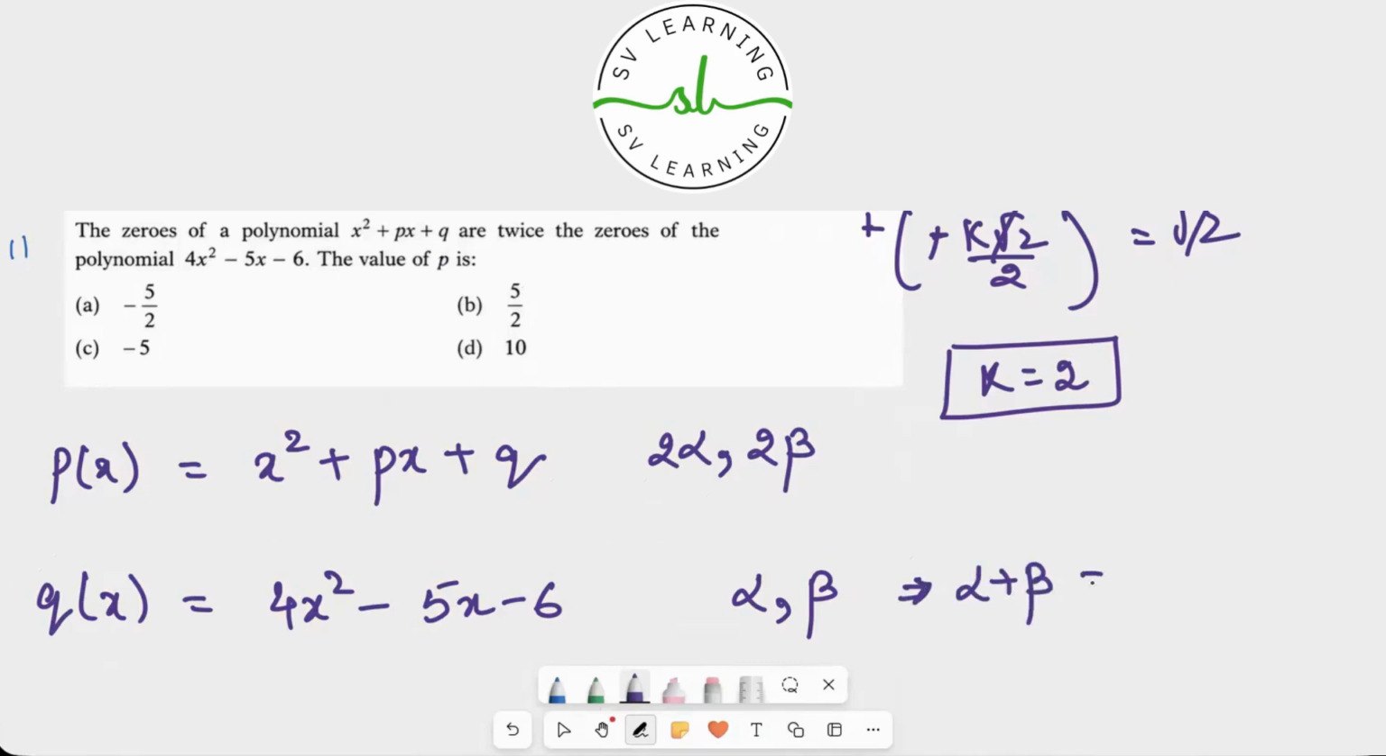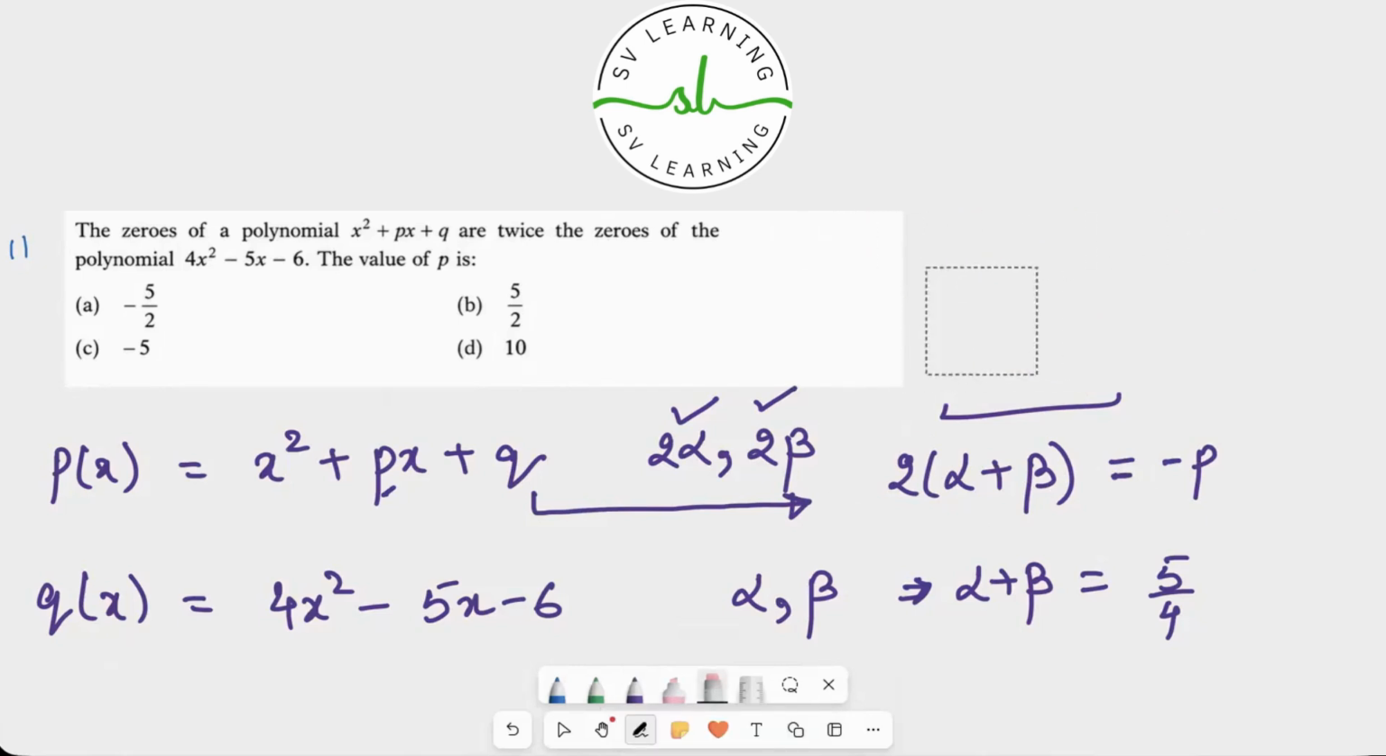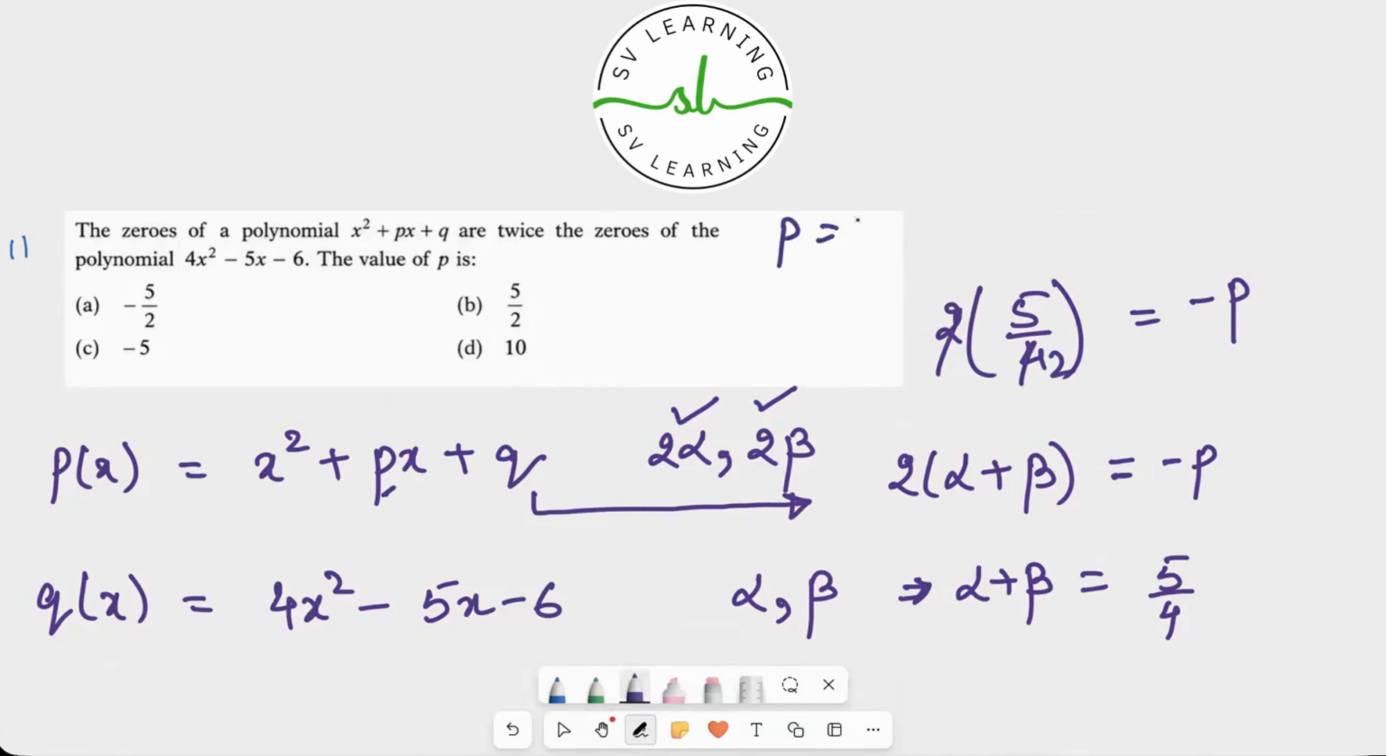Find alpha plus beta here, the sum, which is 5 by 4. And then for the first one, it will be 2 alpha plus 2 beta. So that means twice of alpha plus beta, 2 alpha plus 2 beta, which is 2 of alpha plus beta, is going to be the sum, which is equal to minus b. Let's just substitute the value of alpha plus beta here, which is 5 by 4. So 2 into 5 by 4 is equal to minus p, or I can say p is equal to minus 5 by 2.